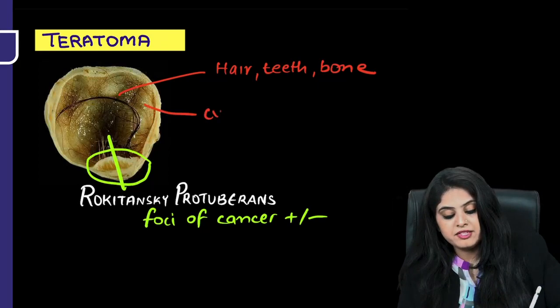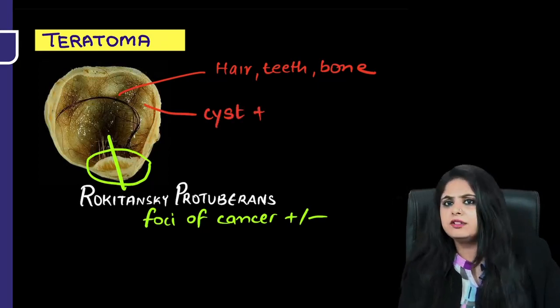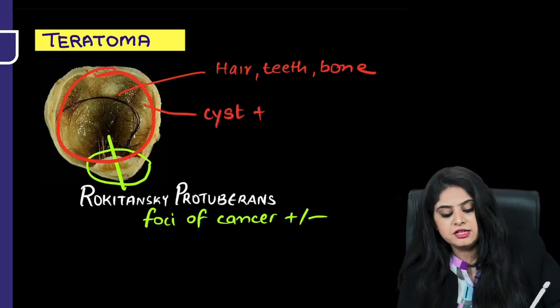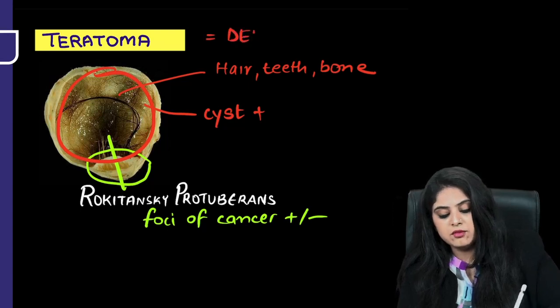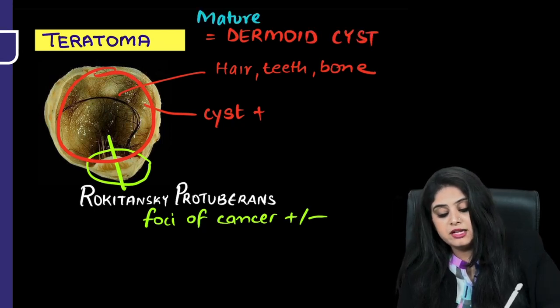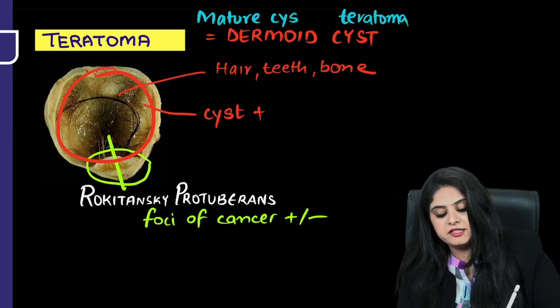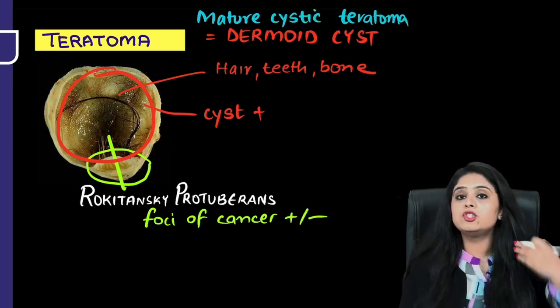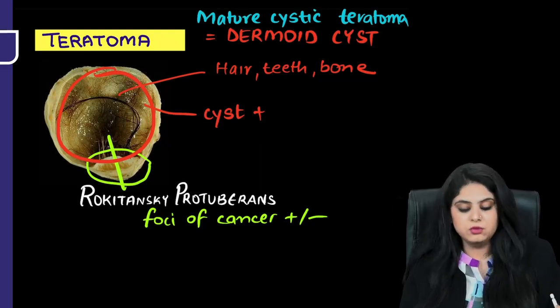This is also having a cyst over here. It's a cavity or a cyst. Look, it's a cavity or a cyst. So guys, this teratoma that you have over here in this picture is a dermoid cyst. What is the definition of a dermoid cyst? It is a mature teratoma only, but what is additional? It is going to have a cyst in it. So dermoid cyst is a mature cystic teratoma.